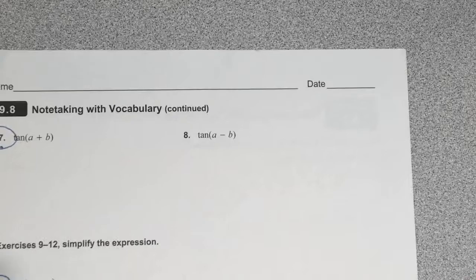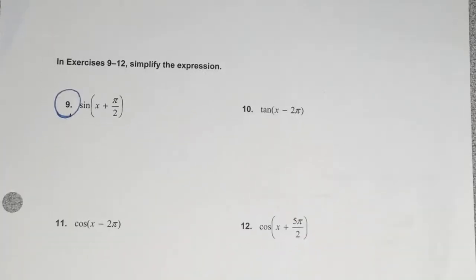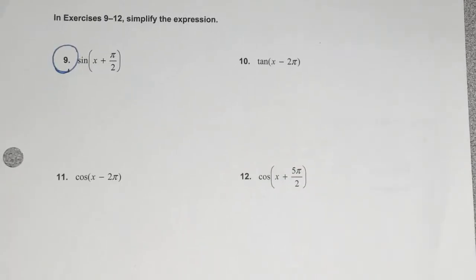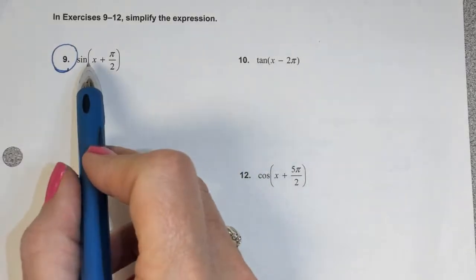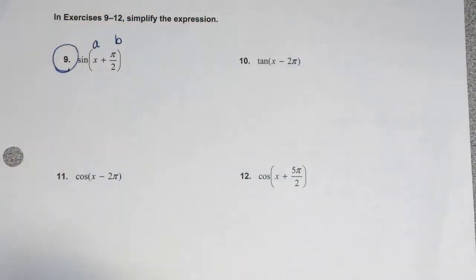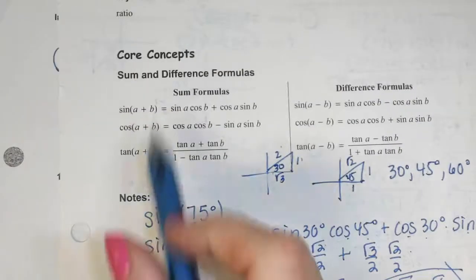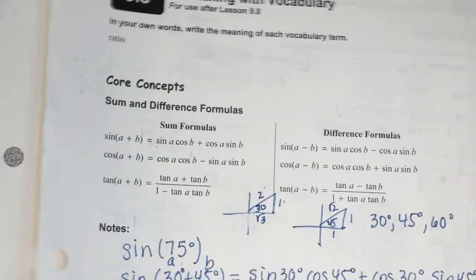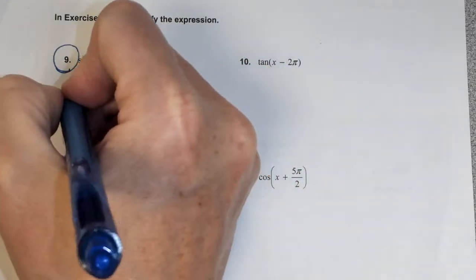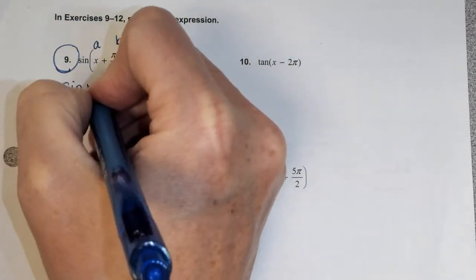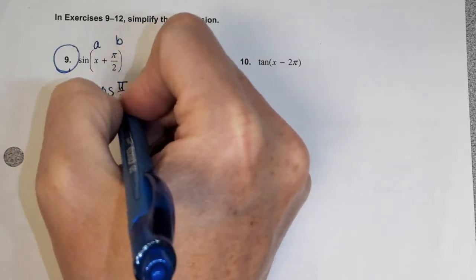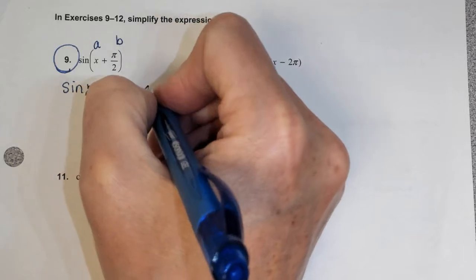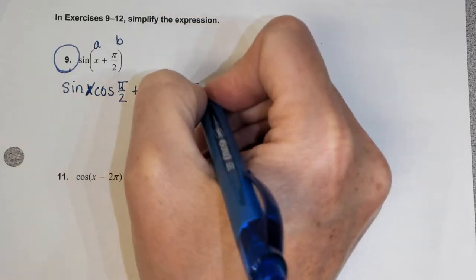All right. We're going to do a couple more here, just with simplifying. So let's go ahead and just do number 9. On number 9, this is our A, this is our B. Look at your formula. We're doing the sum of sines, which is right here. So I'm just going to apply the formula. So sine x, cosine pi over 2, and then it's going to be plus cosine x, sine pi over 2.